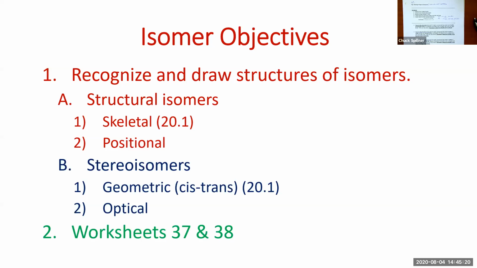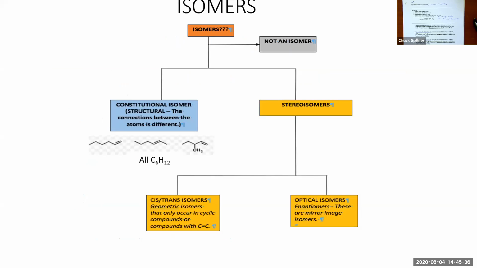And then stereoisomers, remember there's geometry called cis and trans, and then optical isomers. These we covered previously in complex ions and coordination compounds, so they're similar. And worksheets 37 and 38. So here's a concept map showing how these isomers are connected.